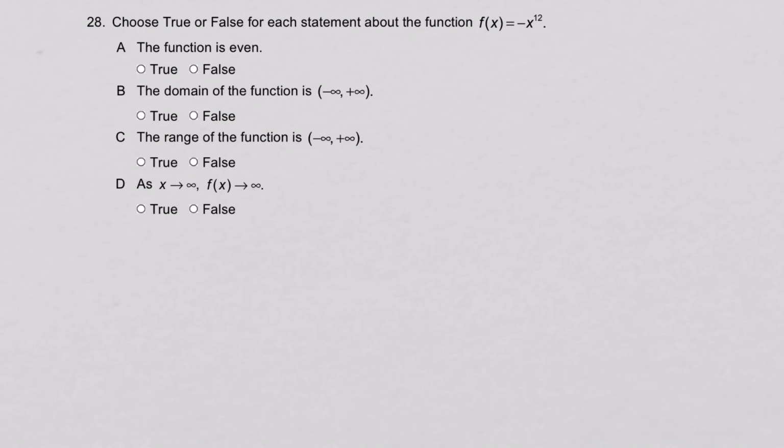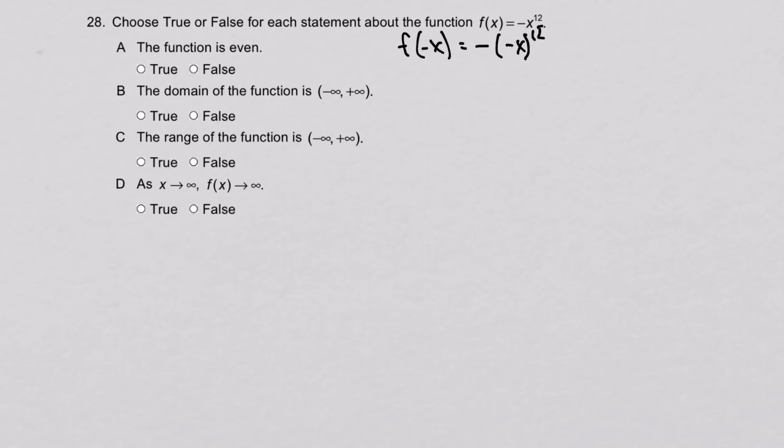Okay, number 28, choose true or false for each statement about this function. F of x equals -x to the 12th power. So we're going to follow the same steps as before, okay? First thing is check if the function is even. So remember, for that, you're going to replace x with -x and see what you get. So make sure you're careful when you're writing this one. You're writing negative because it's already there inside the function, and then you're replacing the x with -x to the 12th power.